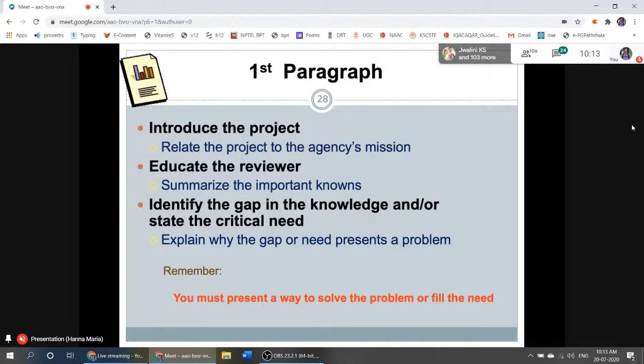So I have mentioned here what is the first part of the introduction. Introduce the project, educate the reviewer, identify the gap in the knowledge. That's very, very important. What is the gap? And the gap area has to be explained very well.